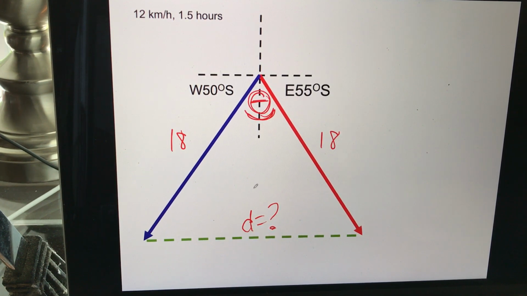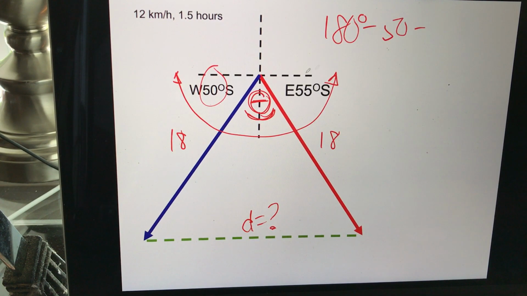If there is, I can use the cosine law. And of course we know there is, because I know in half a circle I have 180 degrees. So I know I can do 180, take away the 50, take away the 55, and whatever that leaves me with, that would be my theta, my primary angle here. And then I have a contained angle, so that's theta. I know that's 18, I know that's 18. I can use the cosine law to solve that one.